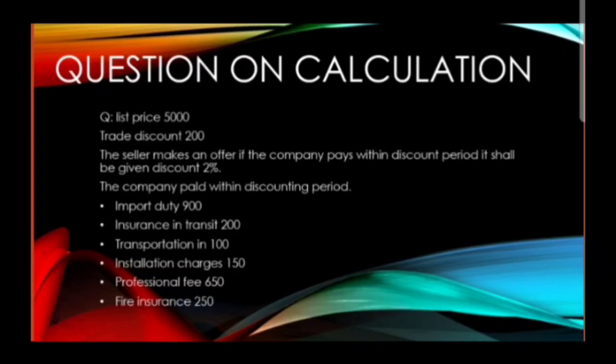Import duty is 900, transportation in is 100, insurance in transit is 200, installation charges 150, professional fee 650, and fire insurance is 250. Now let's have a look at how and which expenses shall be included in the cost.